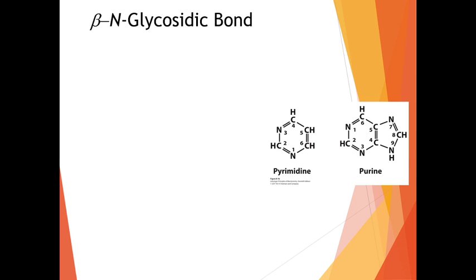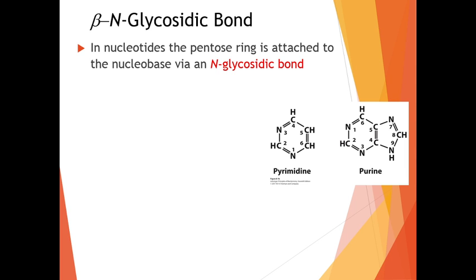Now let's talk about the N-glycosidic bond. In nucleotides, the pentose ring is attached to the nucleobase by an N-glycosidic bond. So you may remember glycosidic bonds from chapter 6, right? Now we have seen O-glycosidic bonds when a monosaccharide is getting converted to a disaccharide or a polysaccharide. Now in this case, it's an N-glycosidic bond because purines or pyrimidines are attached to carbon 1 of ribose.